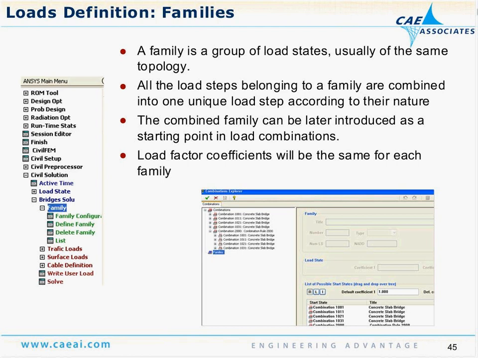For each family, for each load factor coefficients, you can specify the coefficients explicitly, so it's a dead load, maybe it's 1.0, or you can make them variable coefficients, where you can say this coefficient can range between 0.9 and 1.5, and give me the worst case scenario.